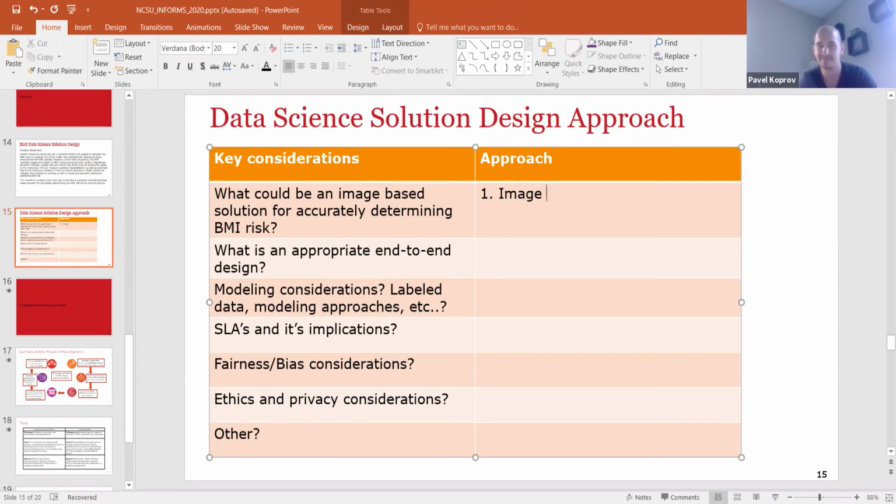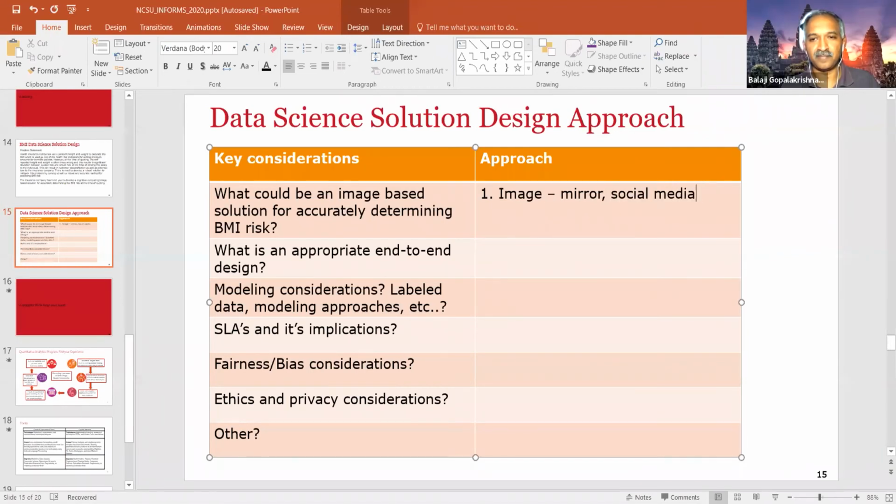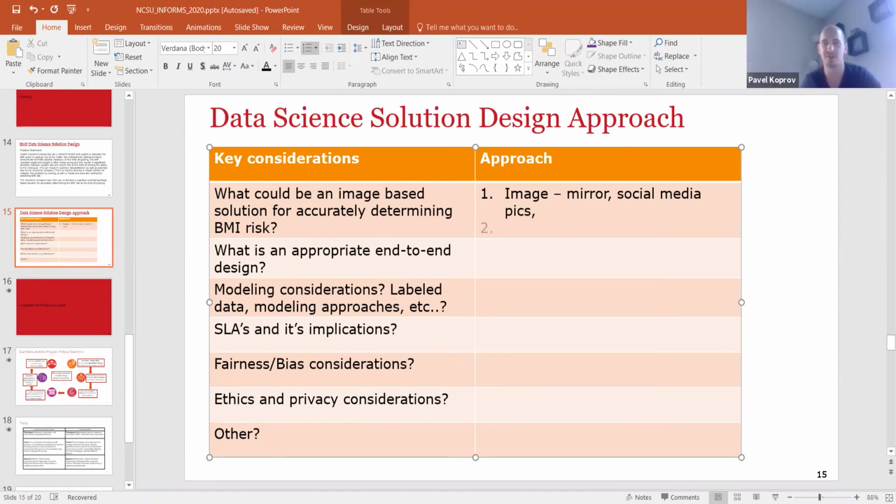What kind of image? When you say image of somebody, what image did you have in mind? We were talking about several ways. We can ask the person to take a picture in front of a mirror. Or you can ask customers to allow you to use social media pictures, where customers use their own pictures. Or you can try to use a driving license picture, where you have a face, and you can try to predict the fat percentage of that person.